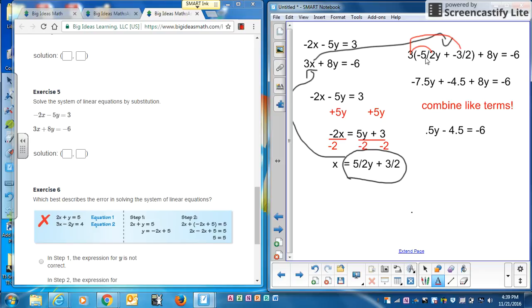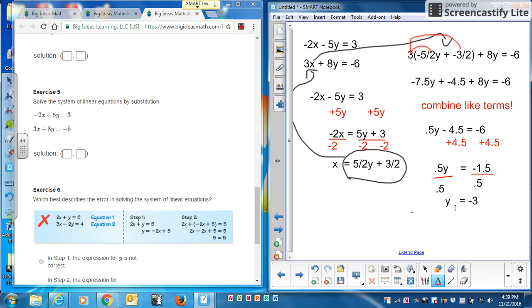this 3 times negative 5 halves, you get 7.5. 3 times negative 3 halves, you get negative 4.5, plus 8y equals negative 6. Then you combine like terms, you get 0.5y minus 4.5 equals negative 6. Then you add 4.5 to both sides, and then divide by 0.5, and you get y equals negative 3.